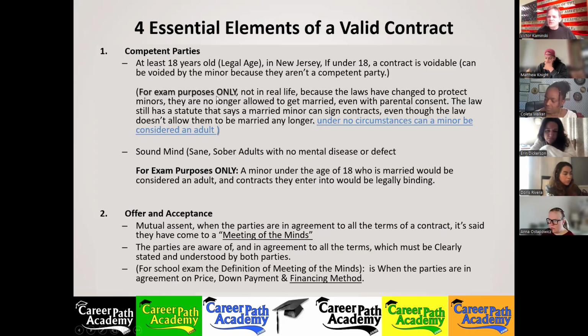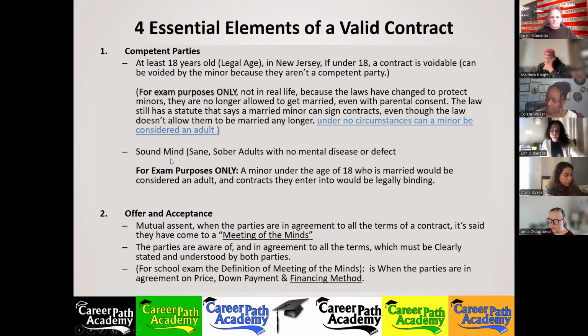Now, for exam purposes and exam purposes only, not in real life, because the laws have changed, like I said, and minors can no longer be married in New Jersey, even with parental consent, the law still has a statute that says that a married minor can sign contracts even though the law doesn't allow them to be married any longer. So the law actually says under no circumstances can a minor be considered an adult.